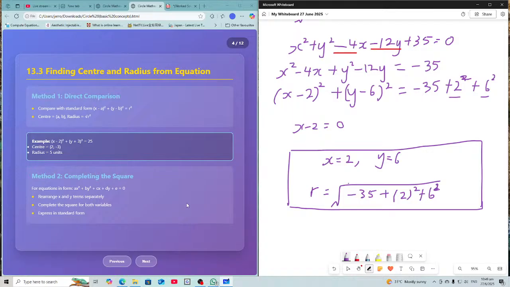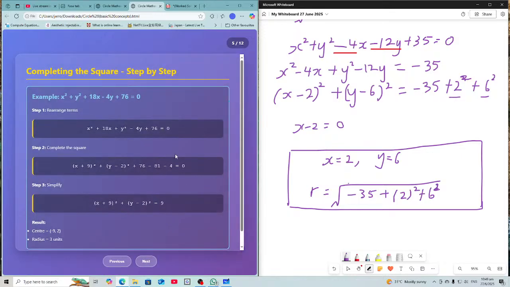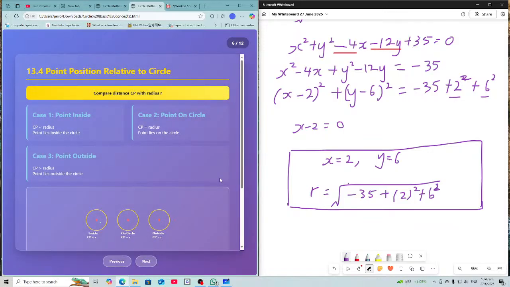So that's how we do that. Given the equation, we can find the center and the radius. Okay. And of course this is the completing the square method, right? You can have a look at it.